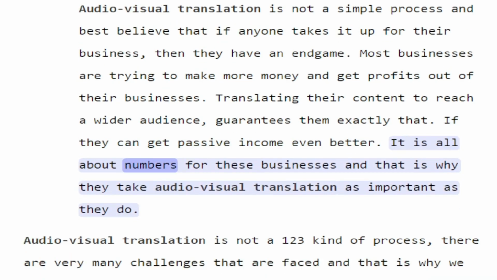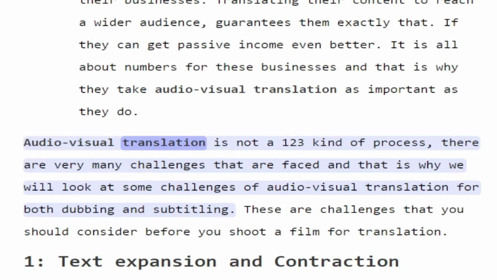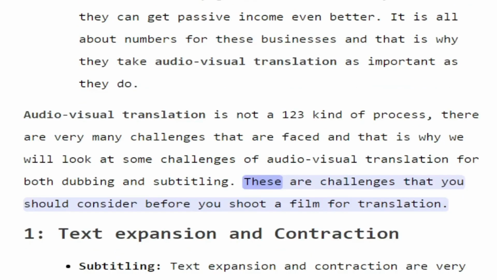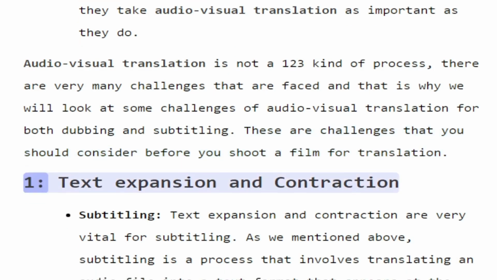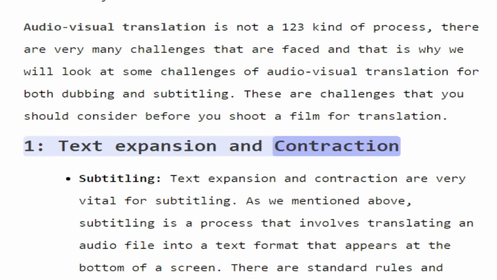It is all about numbers for these businesses, and that is why they take audiovisual translation as important as they do. Audiovisual translation is not a 1-2-3 kind of process. There are very many challenges that are faced, and that is why we will look at some challenges of audiovisual translation for both dubbing and subtitling. These are challenges that you should consider before you shoot a film for translation. 1. Text expansion and contraction.